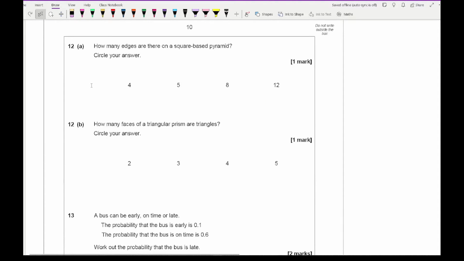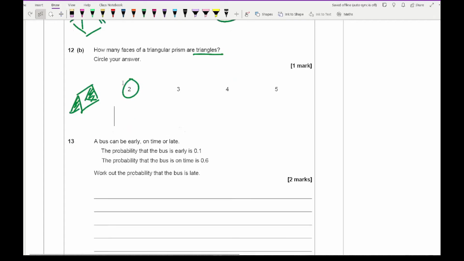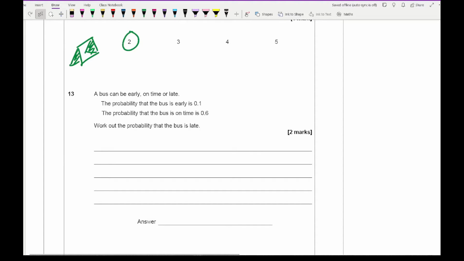Then with question 12, it says how many edges are there in a square-based pyramid? And there are going to be, what if I just draw a square-based pyramid? I'm counting how many lines have I drawn? Well, I've drawn 8. So there is my final answer. For question 12b, it says how many faces of a triangular prism are triangles? And that's going to be 2 of them.